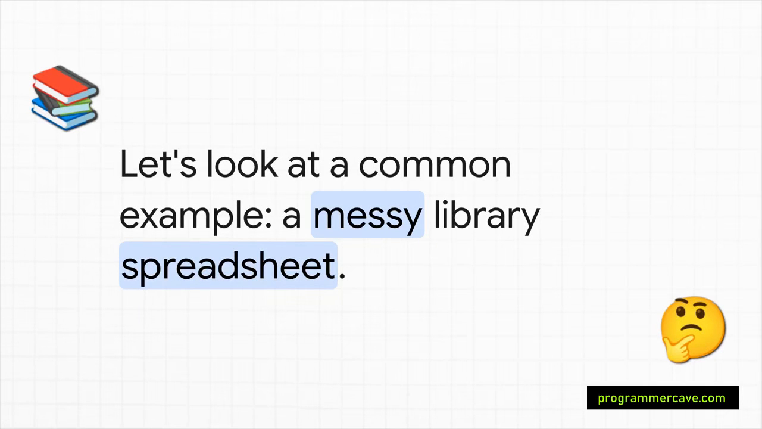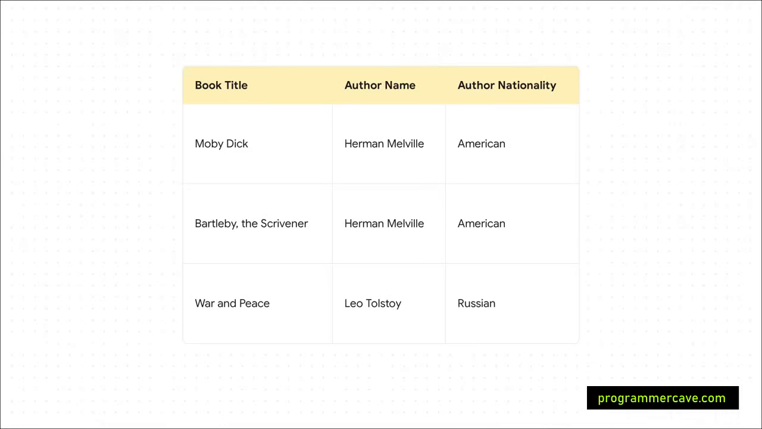To really make this click, let's look at a super common example. Imagine you're building a system for a library, and you start by just dumping everything you know into one giant, kind of messy spreadsheet. Okay, look at this. You can see the problem right away, can't you? For every single book Herman Melville wrote, we're also storing that he's American. If he wrote 20 books, we'd have American listed 20 times. That is the definition of redundancy.